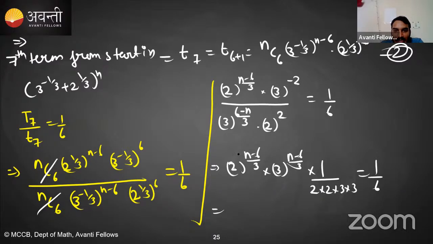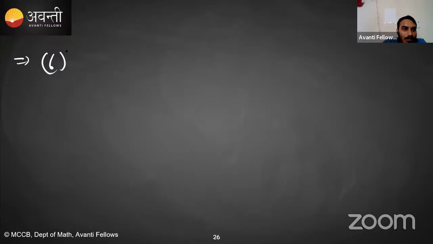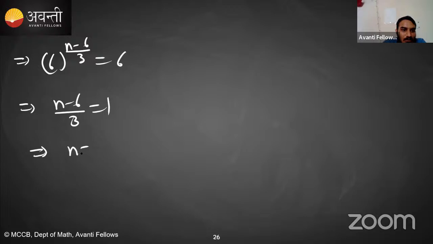Clear? So see, a raised to the power m into b raised to the power m is nothing but (a into b) raised to the power m. So it can be written as (2 into 3) raised to the power (n minus 6) by 3, which is nothing but 6 into 6 by 6. Clear? So it implies finally 6 raised to the power (n minus 6) by 3 is equal to 6. So n minus 6 by 3 is equal to 1. So it means n is equal to 9.